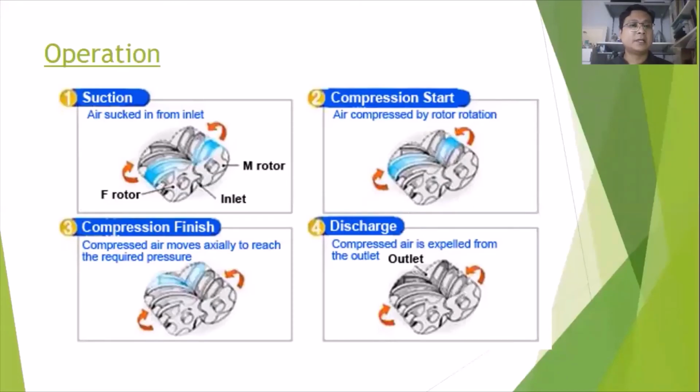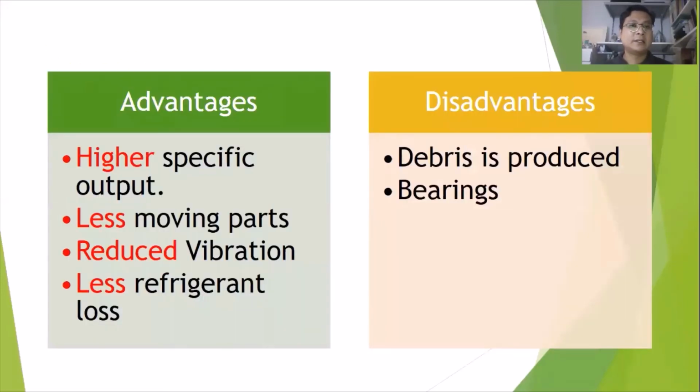Now we have several stages here to describe how the screw compressor works. The first one is suction, the second is compression start, the third is compression finish, and the last is discharge. Discharge is the outlet. So the advantages: higher specific output, fewer moving parts, reduced vibration, less refrigerant. The disadvantages are maybe not much compared to the advantages. Debris is produced from the bearings, so we have to replace the bearing.